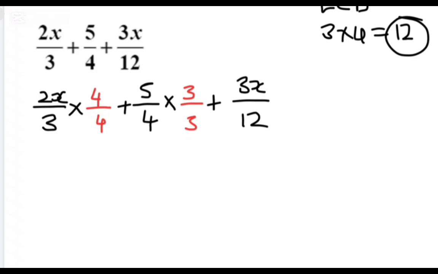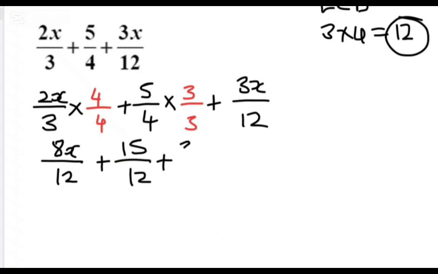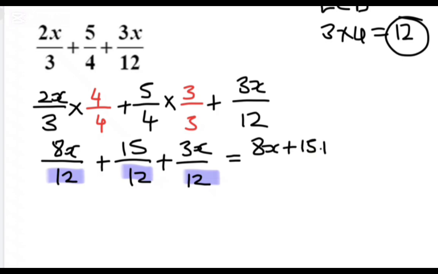So now we can multiply this out. Here we're going to have 2x multiplied by 4 is 8x, and 3 multiplied by 4 is 12, plus 5 multiplied by 3 gives us 15 over 12, plus 3x over 12. If you pay close attention, we have the same denominator all through. Why are we trying our best to make the denominators the same? It's because once the denominators are the same, we can add the numerators. So our numerator is 8x plus 15 plus 3x, all divided by 12.